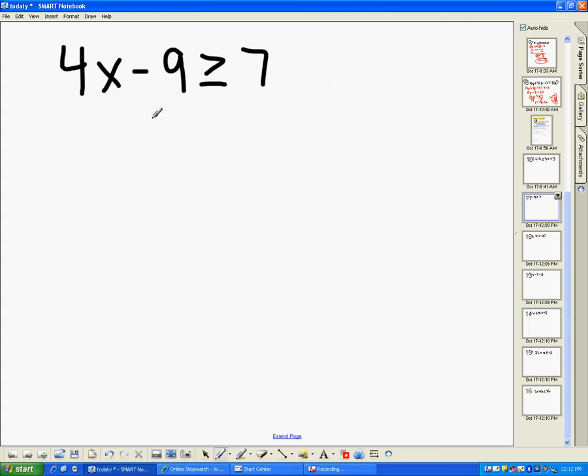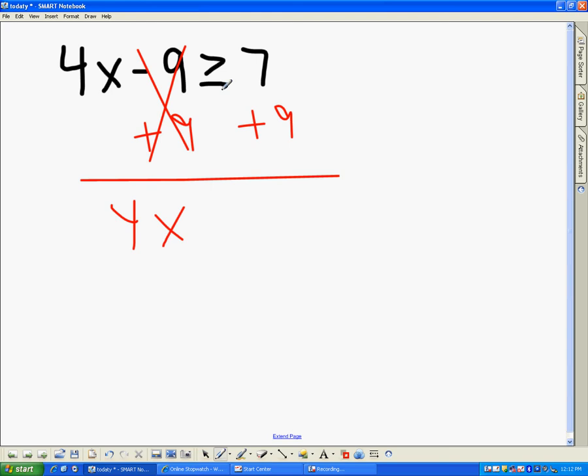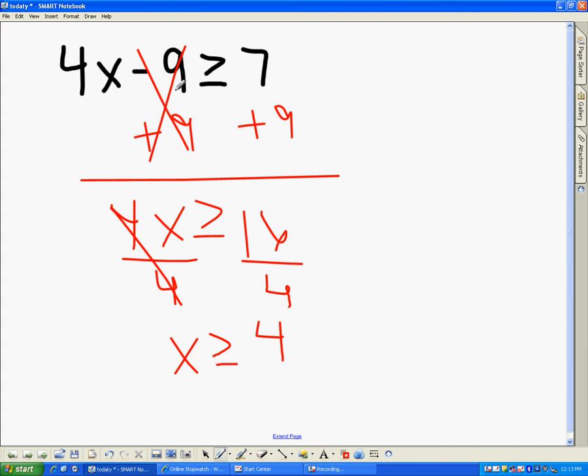So to solve this inequality, I'm going to start by adding 9 to both sides. And when I do that, I am left with 4x is greater than or equal to 7 plus 9, which is 16. So now to solve this, I'm going to divide both sides by 4, and x is greater than or equal to 4. So that means this inequality is true for any solution where x is greater than or equal to 4.